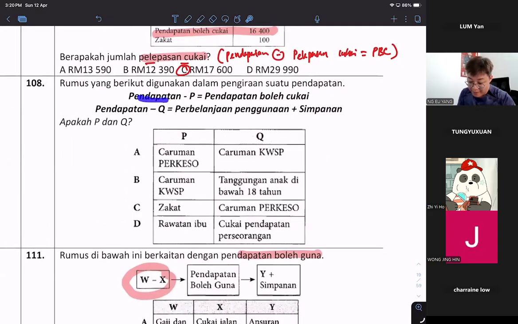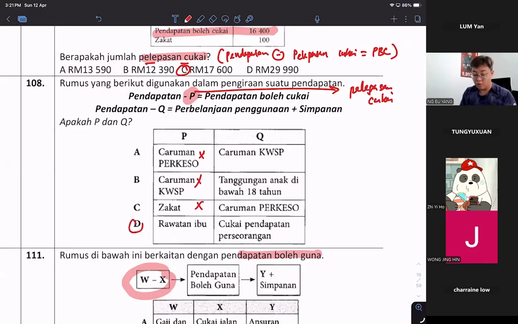Okay, so pendapatan minus P becomes PBC. So P is what? Anyone? PBC is the amount that we are able to calculate for the cukai pendapatan progressive, right? So P is your pelepasan cukai. So what kind of pelepasan cukai is it? Diri sendiri. Okay? And then isteri, anak, perubatan for ibu bapa. So KWSP is potongan wajib. Potongan wajib. The answer is there. 5 seconds we can finish.